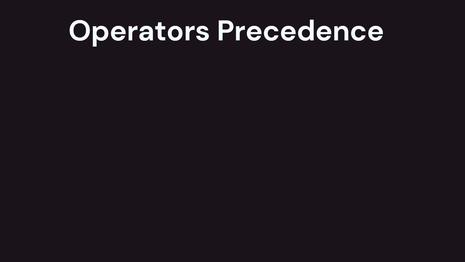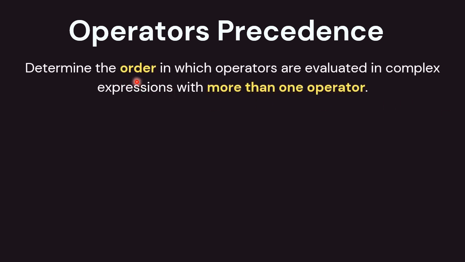Next, we have arrived at the final topic which will be discussed in this video, which is operator precedence. Operator precedence is usually given as the order in which operators are evaluated in complex expressions with more than one operator. So if more than one operator is used in an expression, the system will evaluate the answer based on operator precedence.